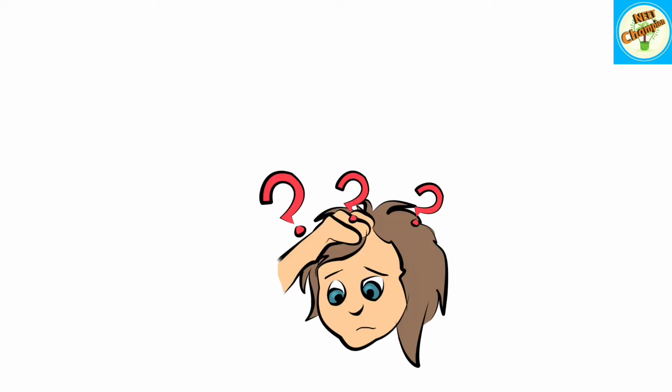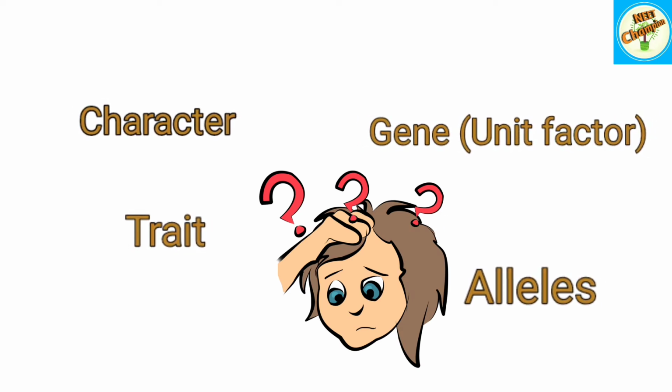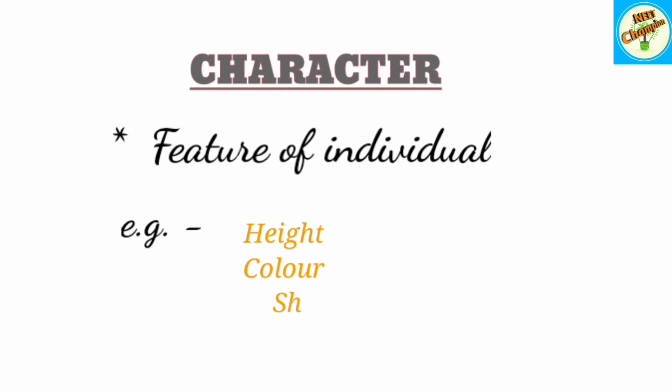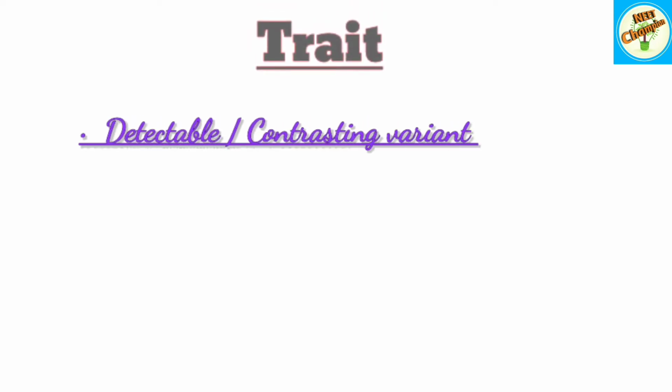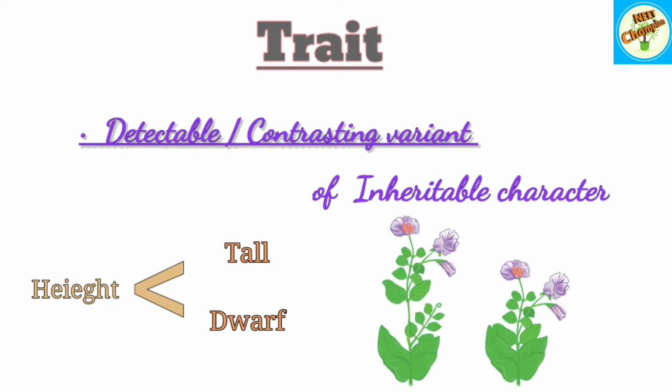Before we start with the alleles, we should understand the difference between the terms character, trait, unit factor or gene, and allele. Character is the feature of the individual, like height, color, or shape. Whereas traits are the detectable and contrasting variants of the inheritable character. For example, if we take height as a parameter, then tall and dwarf are the traits.